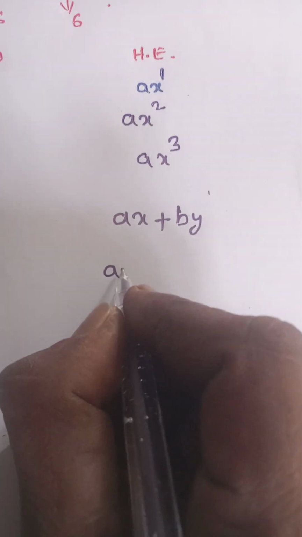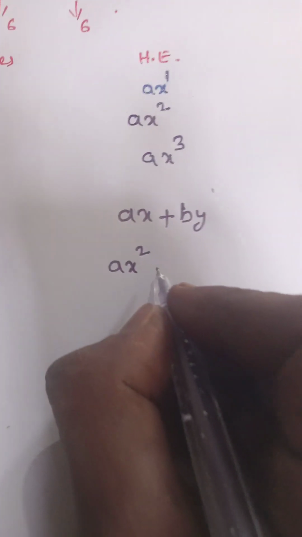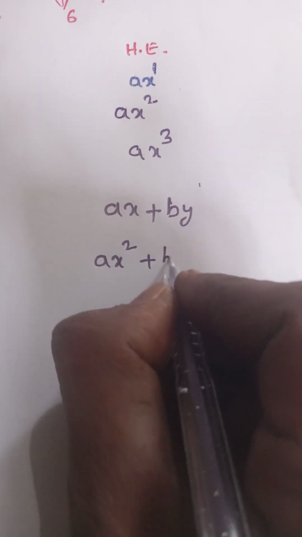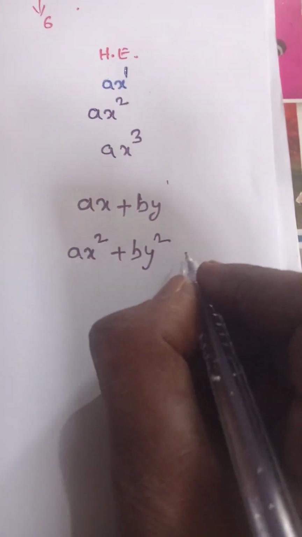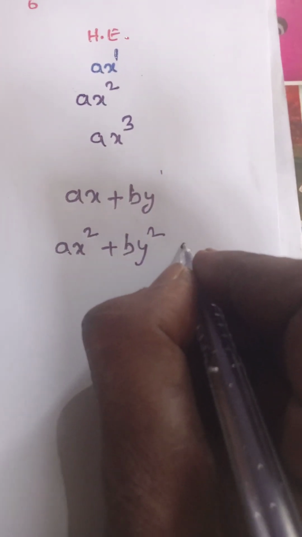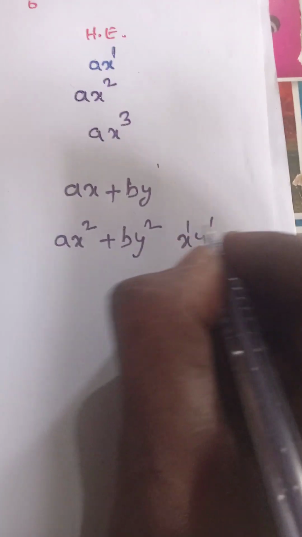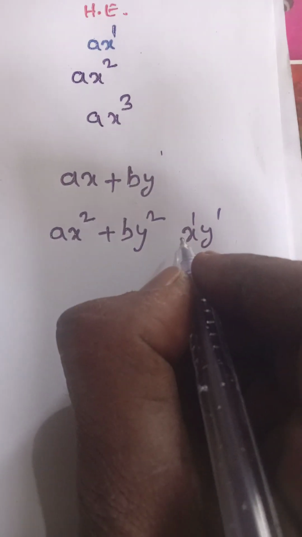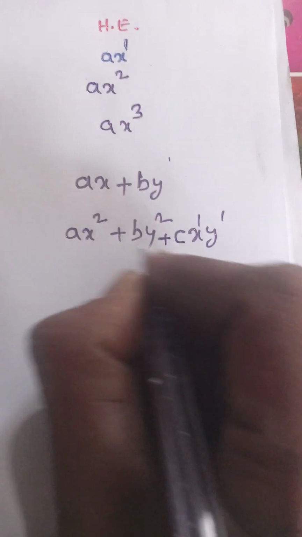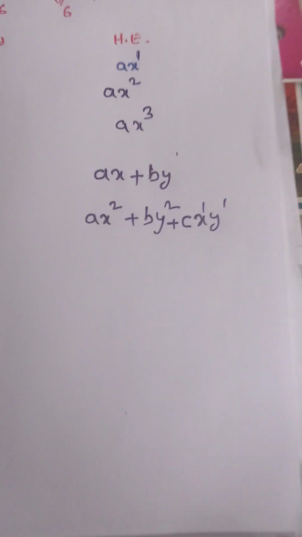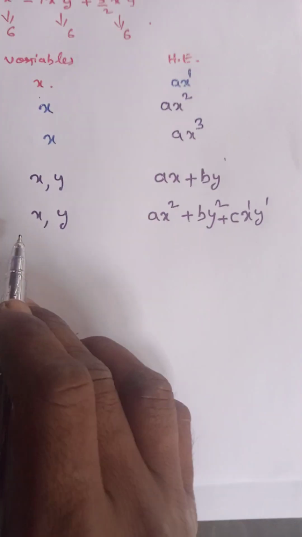You should use the highest power in every term, it is 2 everywhere. ax square plus by square. The degree 2 is there in both the terms. And here also I want to take a degree 2 term, x power 1, y power 1. If you add these powers, degree 2 is there. Along with that, a numerical coefficient c we should take. Then this will be the second degree homogeneous expression in x and y.